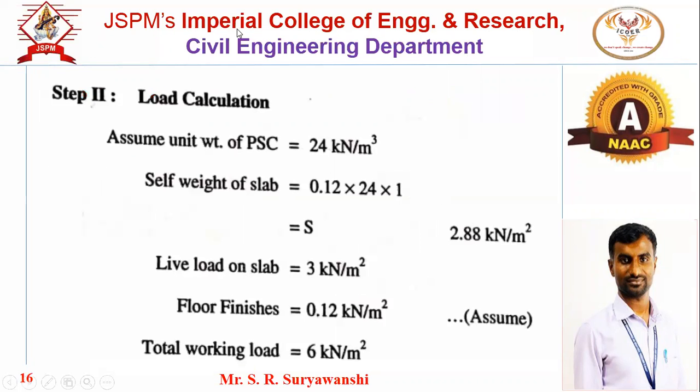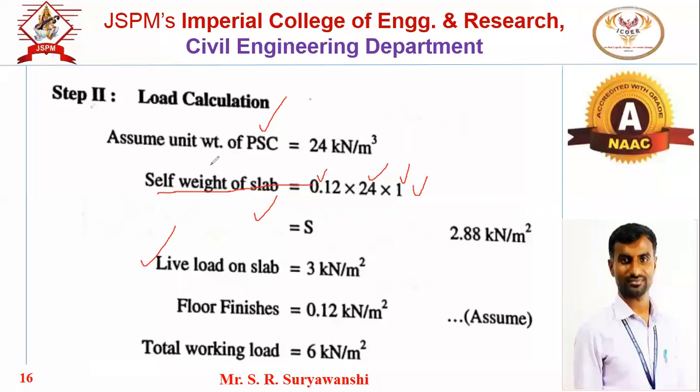Second, the load calculation. For load calculation, first is the unit weight of PSC, that is 24 kilonewton per meter cube. Then the self weight of the slab. This is the depth, or thickness, that you get from step number 1. This is the unit width and this is the unit weight. Okay, so from this we'll get the self weight. Then the live load will be given, 3.25 kilonewton per meter square. So these loads will be given.